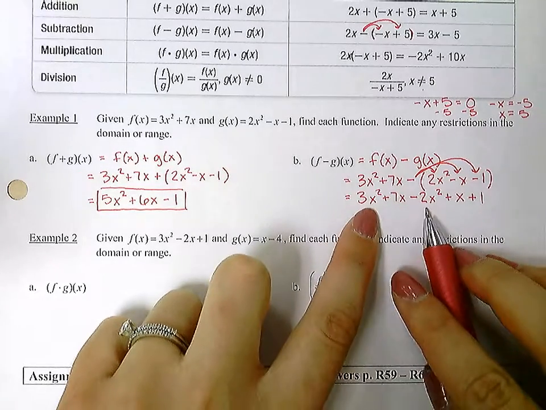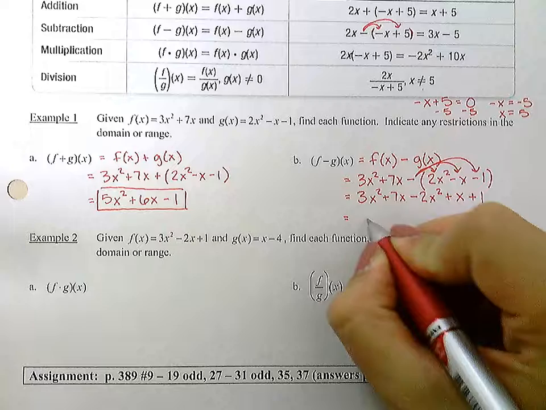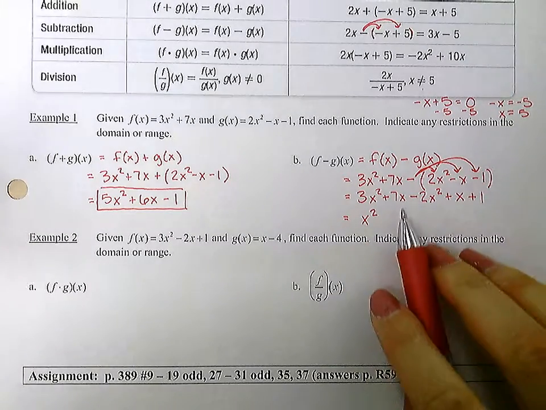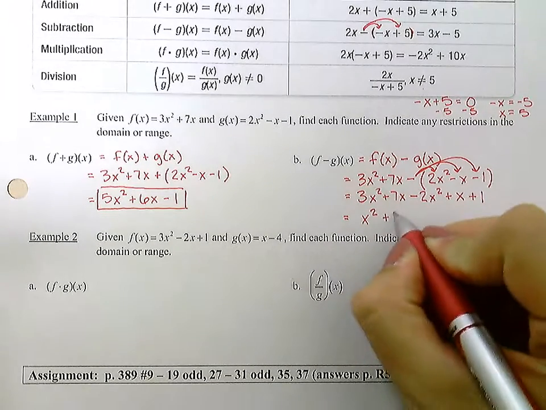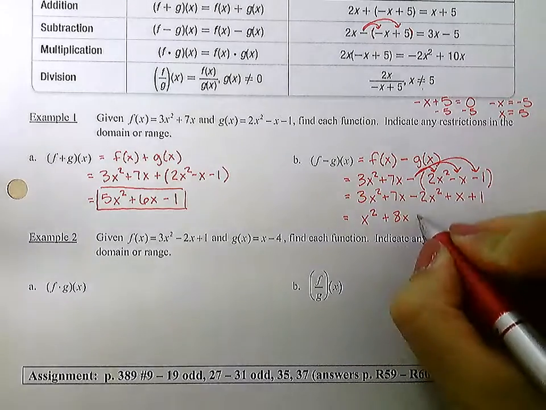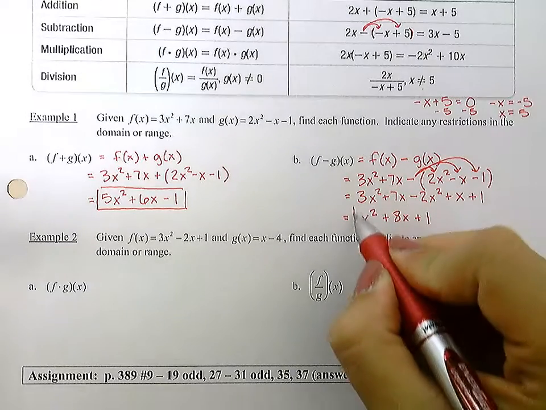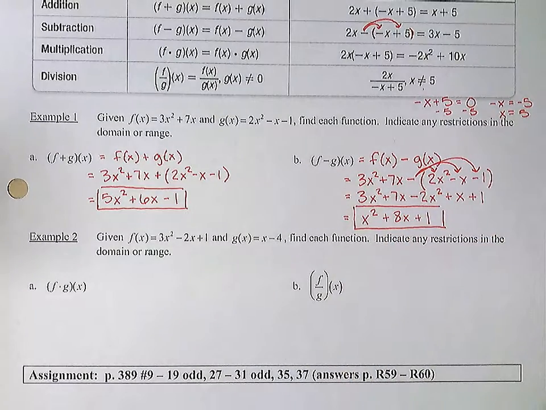So I have a 3x squared and a minus 2x squared. So that's just x squared. I have 7x and 1x. And then again, I just have this single constant, that's plus 1. And again, this is a quadratic, so I don't have a domain restriction here. I can plug in any number for x, and it'll give me an answer.